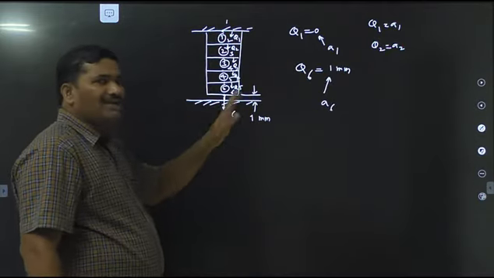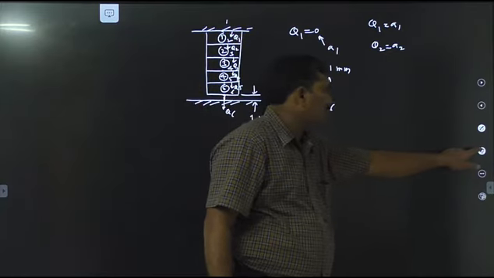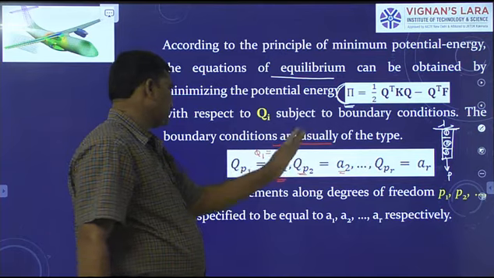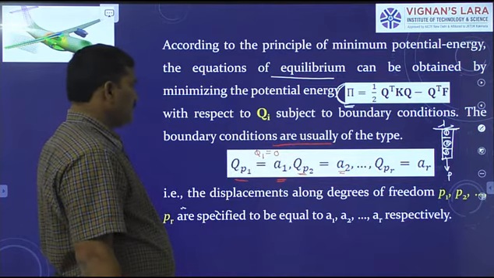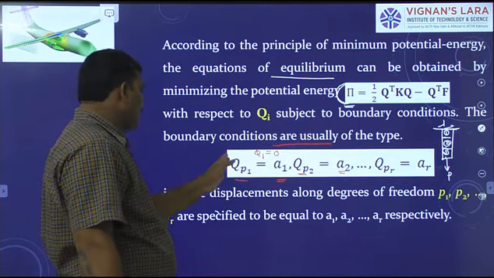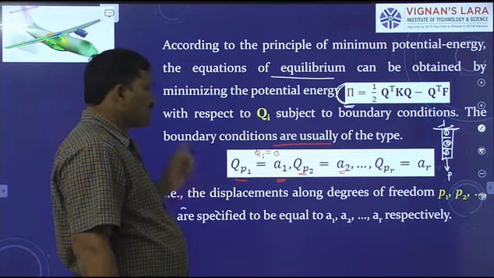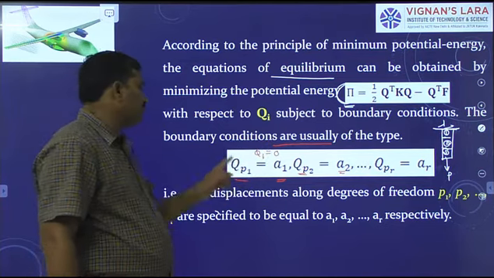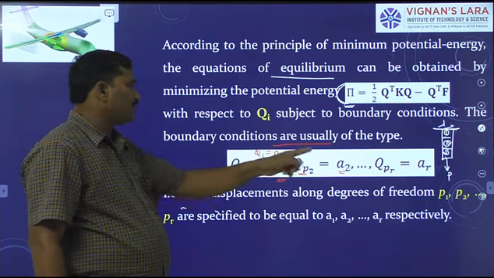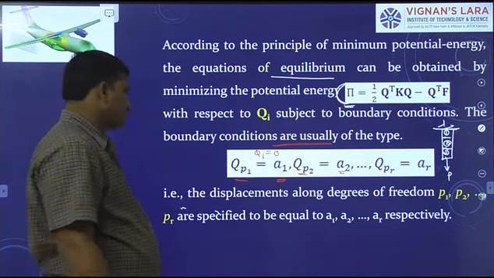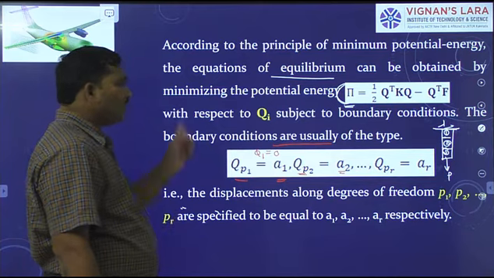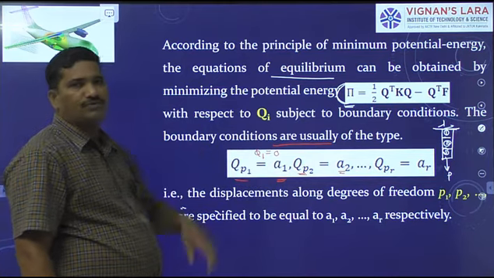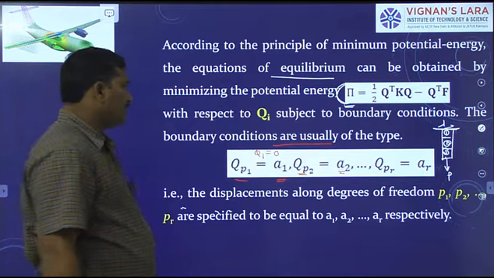These are one type of boundary conditions. Understand? So this is how we represent. These represent the displacements along the degrees of freedom P1, P2, P3 and so on. Right? How they are specified as say A1, A2, A3 and so on and so forth. Clear? Next.